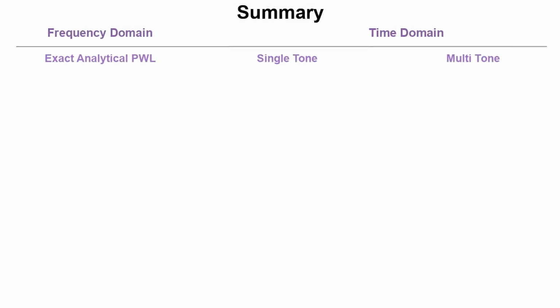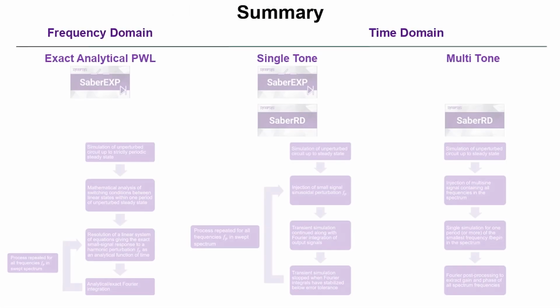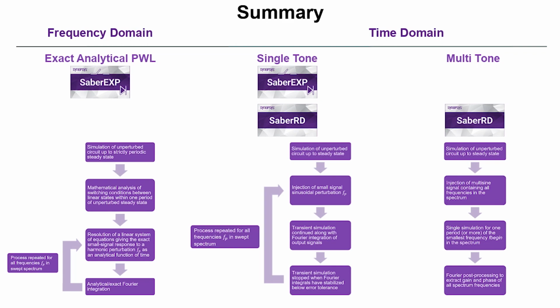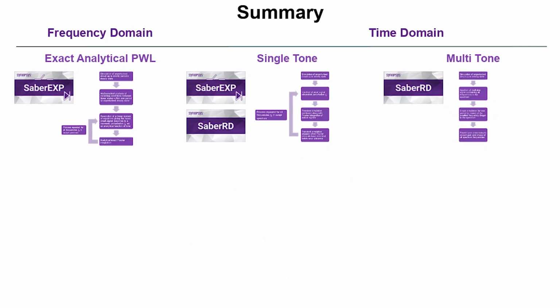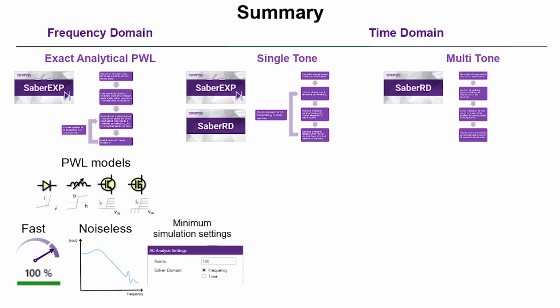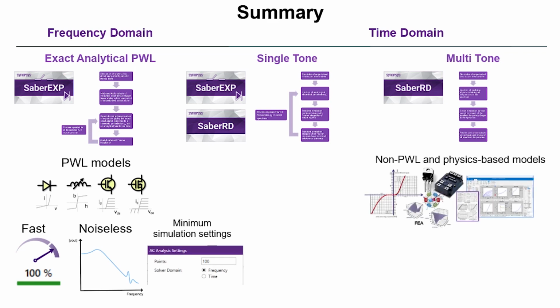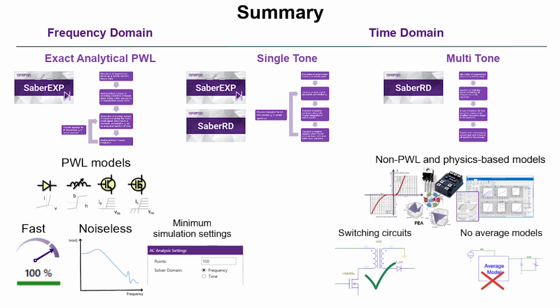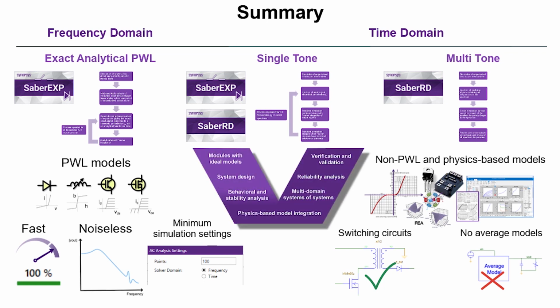To conclude, the three different methods of AC analysis available in Saber have been discussed and compared here with their respective advantages and limitations. If PWL models are sufficient, the analytical method of Saber EXP is fast and noiseless with minimum simulation settings to calibrate. Otherwise, when non-PWL and physics-based models are needed, the AC analysis of Saber RD are adequate and applicable on a switching circuit as is, without having to derive an average model. As we have seen in this video, Saber EXP and Saber RD provide a comprehensive solution to perform AC analysis during different stages of power electronic product development.